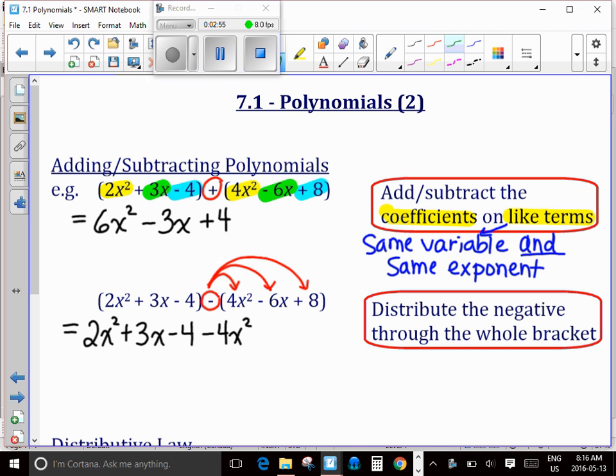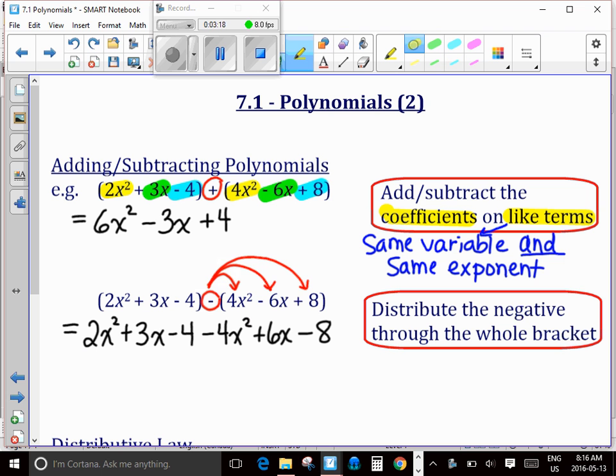I'm going to subtract the negative 6x. So subtracting a negative means that it turns into a positive 6x. And then I'm going to subtract the positive 8, which just makes that a negative 8. So what I've done basically is flipped the sign of all three terms in the second bracket. They all changed sign.